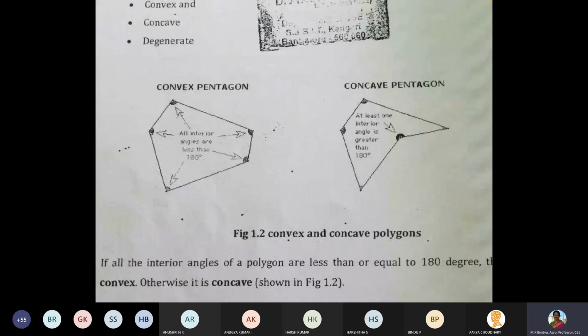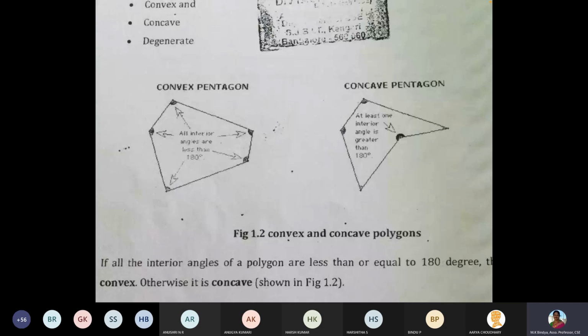You can see in the first diagram, convex here, if the interior angles of the polygon are less than 180 degrees, then it is convex. Or else, if any one of the interior angles is greater than 180 degrees, it is called the concave polygon. Got it now? There are two types of polygon: one is convex and another one is concave.